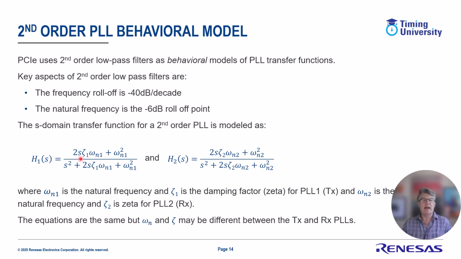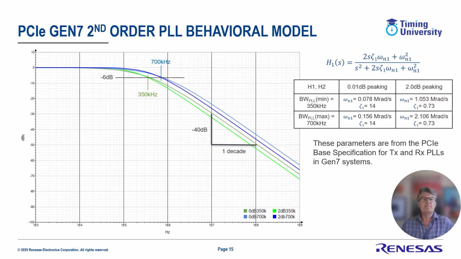The damping factor is zeta. So for H1, we would have damping factor zeta 1, and the natural frequency is omega n1, and likewise for H2 of S. So this allows for differences between the transmit and the receive PLLs. So what do these look like when we plot them? Well, they look like this.